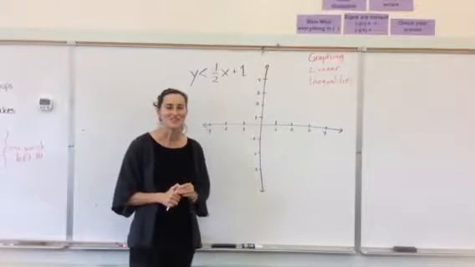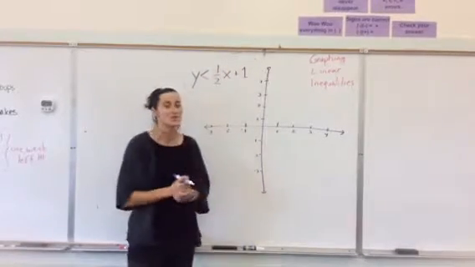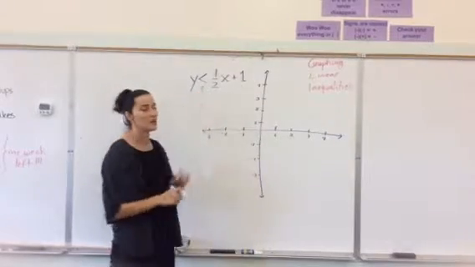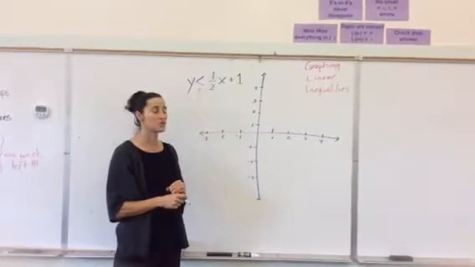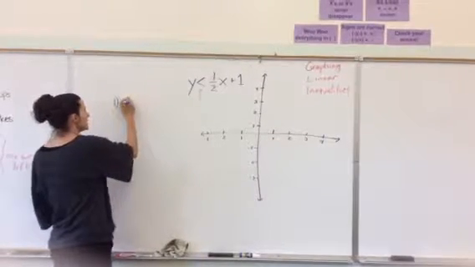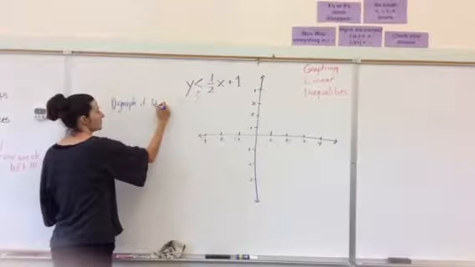All right, let's figure out how to graph this equation. So this isn't actually an equation, it's an inequality. I can tell by the symbol right there, y is less than 1/2 x plus 1. So the first thing that I need to do is graph it like an equation.